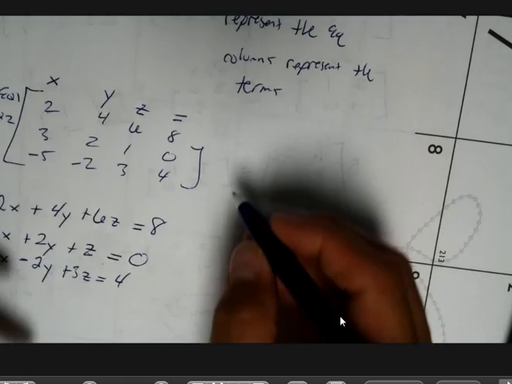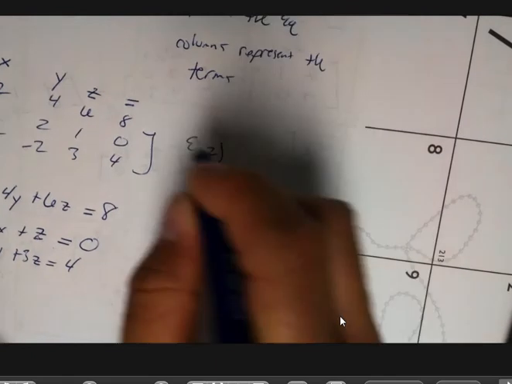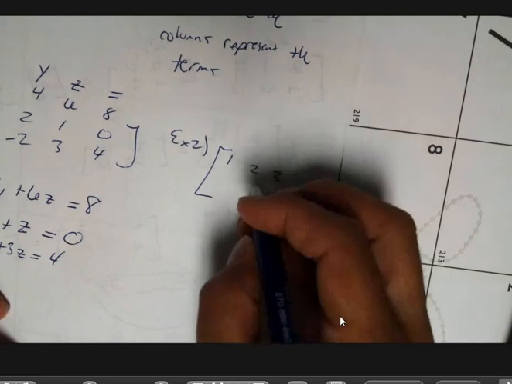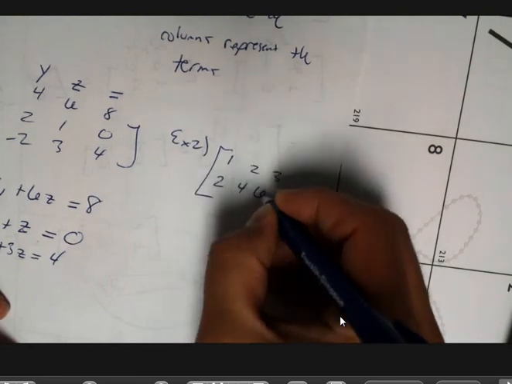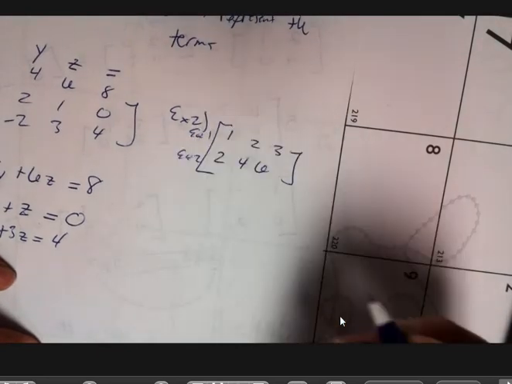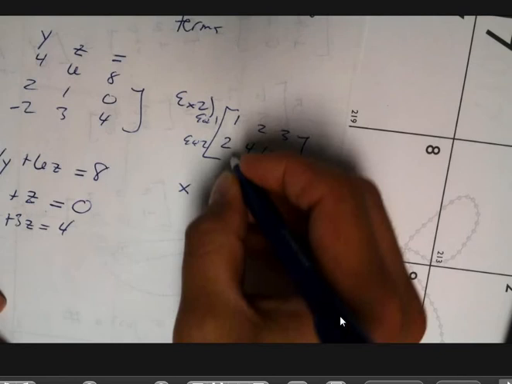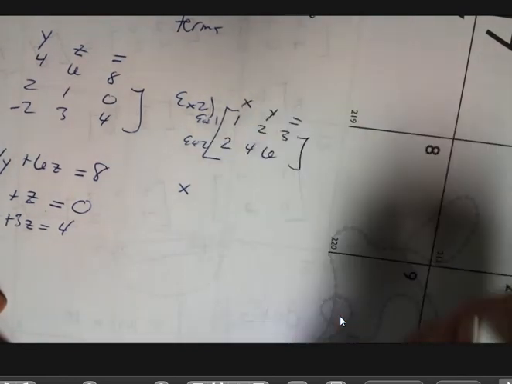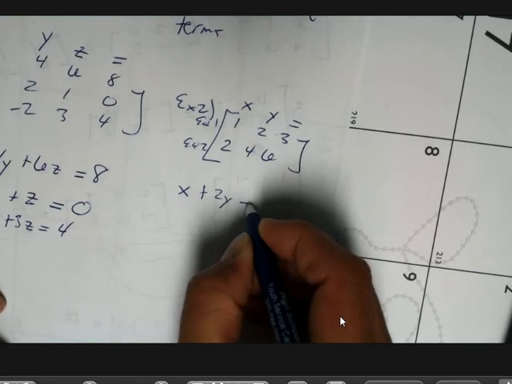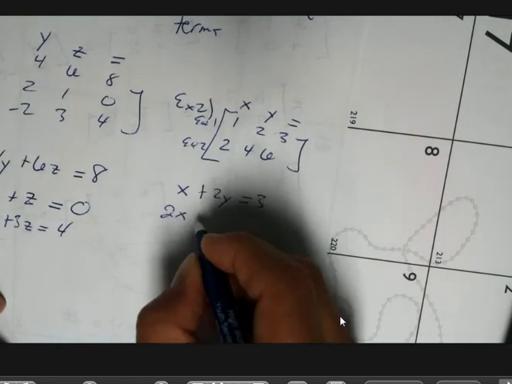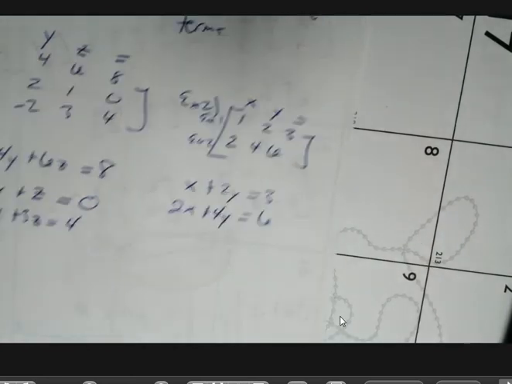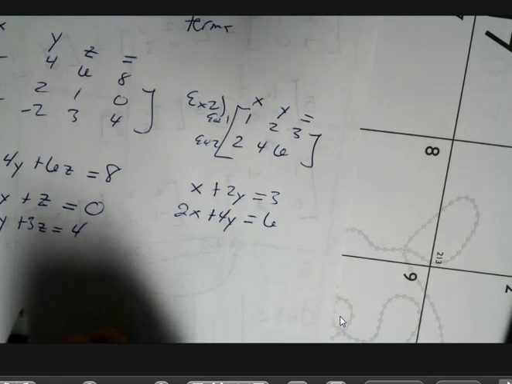Now the other one, a 2 by 3, so you can see it. 1, 2, 3, 2, 4, 6. Okay, so 2 by 3. So we know that's equation 1, that's equation 2. So we got x, y equals. I like x and y. It's probably the ones I'll use most often. So x plus 2y equals 3, and 2x plus 4y equals 6. And that's how you write it.